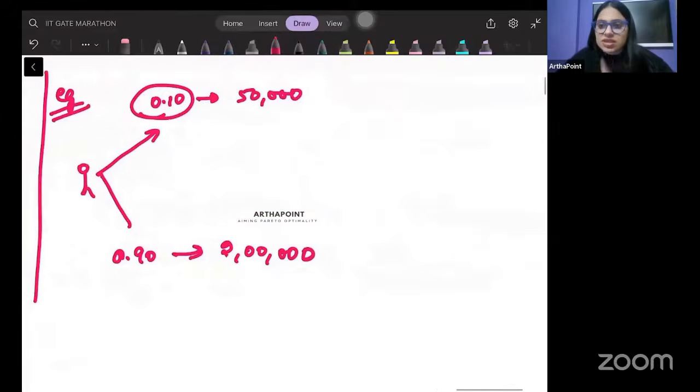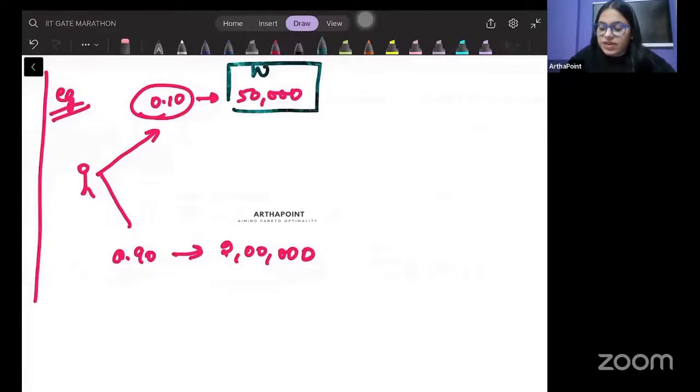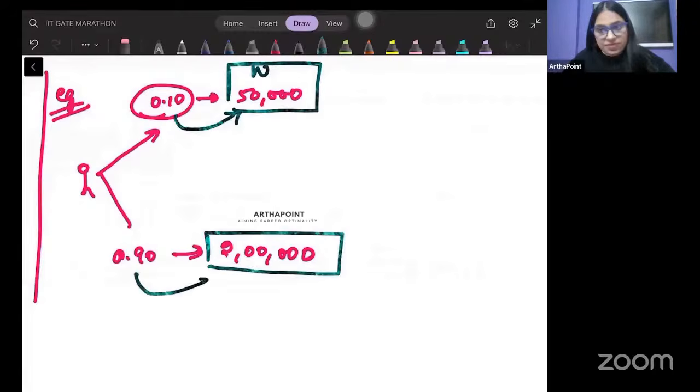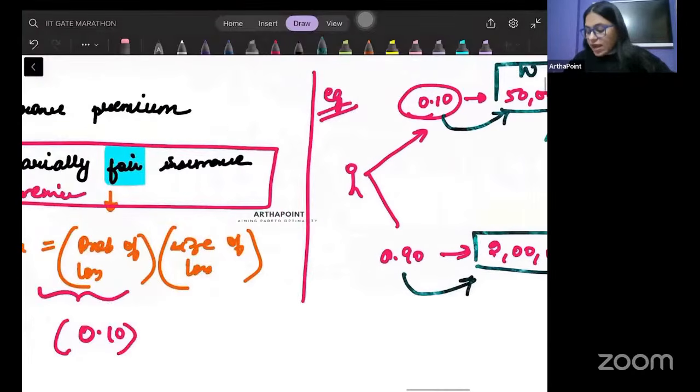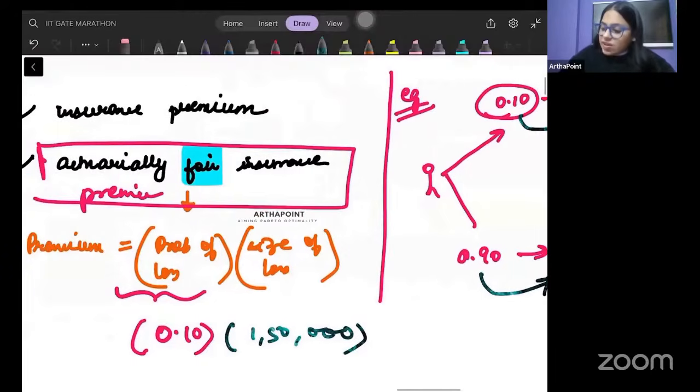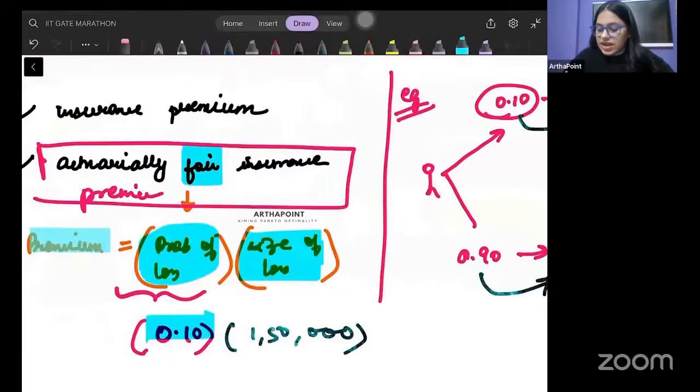So how much is my loss? My wealth is 50,000 when I fell ill. My wealth is 2 lakh when I am fine. So I am losing 1,50,000 when I am ill, when I am sick. So my size of loss is 1,50,000. When you multiply the size of loss with the probability of loss, that will give you the actuarially fair insurance.